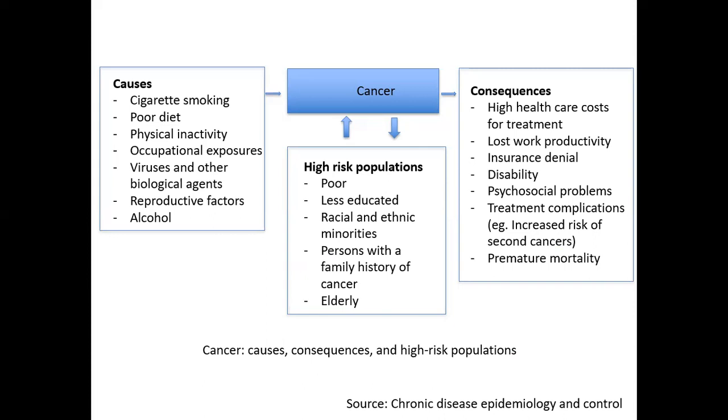So, who are most susceptible to cancer? Most susceptible are poor people, who cannot get enough food to feed their body. So, malnourished people are at high risk of cancer, and less educated people who are not aware about this disorder. Then racial and ethnic minorities, and persons with a family history of cancer, as I discussed, it could be a genetic disorder. And what are the consequences of cancer?